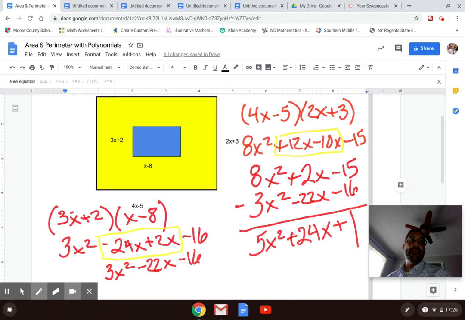Okay, so now that I have been through that explanation, there is an assignment hanging for you about area and perimeter with polynomials. And go ahead and work that. There's 15 problems. Show me your steps. Show me success. Take a photo of it or scan it and upload it to Google Classroom.